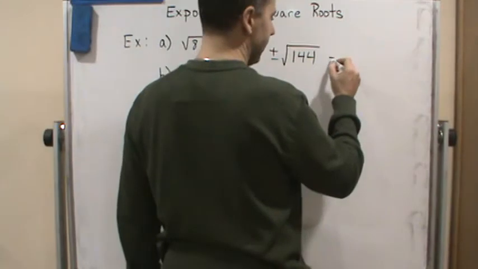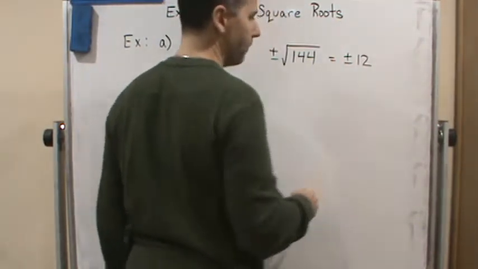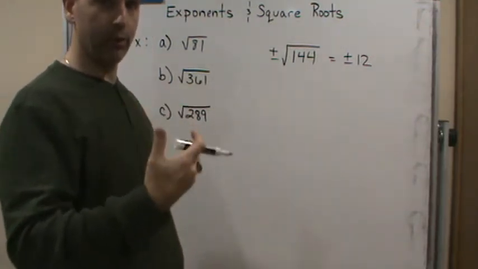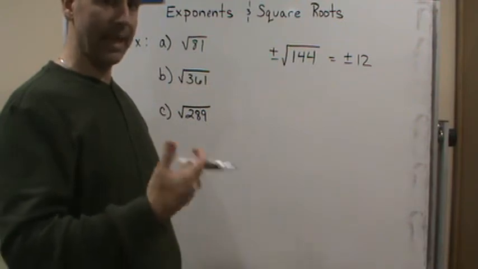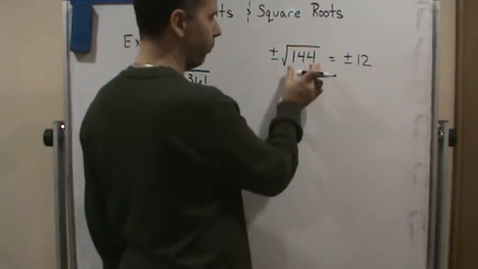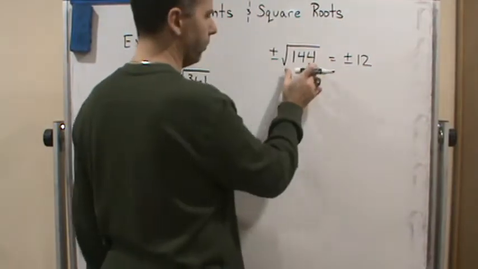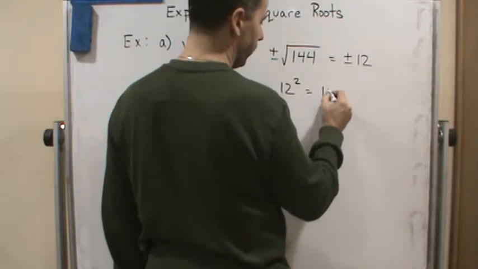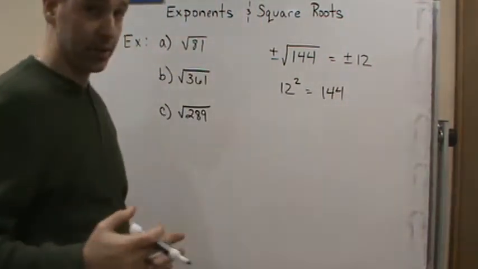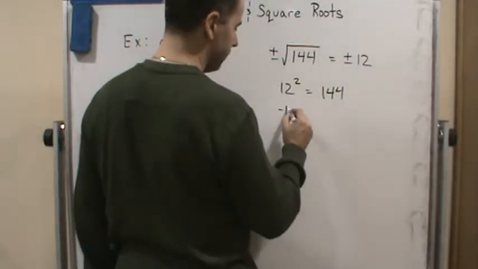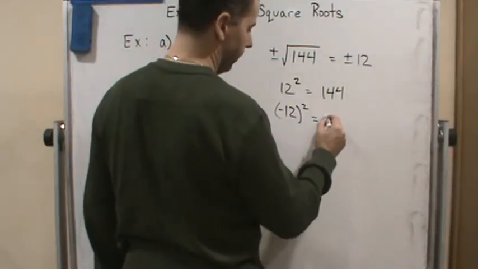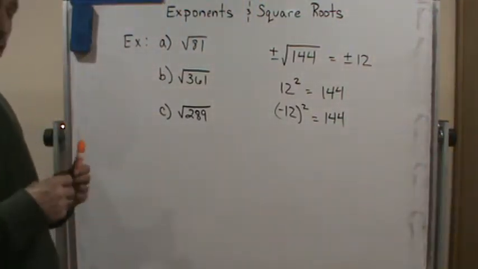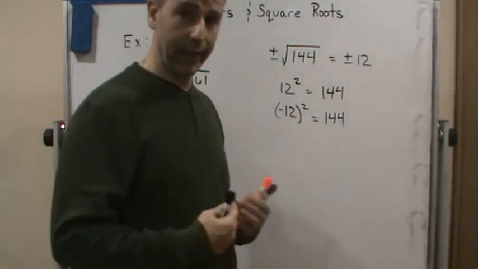And the reason why is it's going to be plus or minus 12, because think about the definition of the square root. The square root of a number is whatever number I can square to get back to that number. So if I'm looking at 144 and I say, okay, the square root of 144 is 12, that means 12 squared will equal 144, which is correct. But don't forget, negative 12 squared also will give you 144. So there are always two answers for the square root of any positive number.